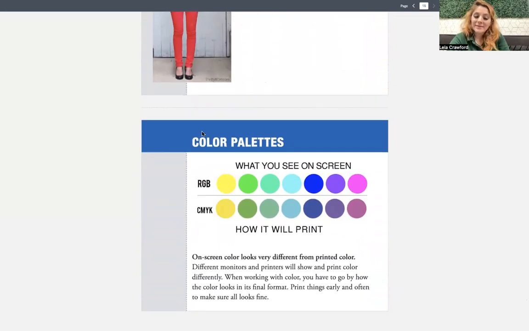Color palettes, RGB versus CMYK, and how it will print. This is really super important to understand as well. On-screen colors look very different from printed color. Different monitors and printers will show and print color differently. When working with color, you have to go by how the color looks in its final format. Print things early and often to make sure all looks fine.